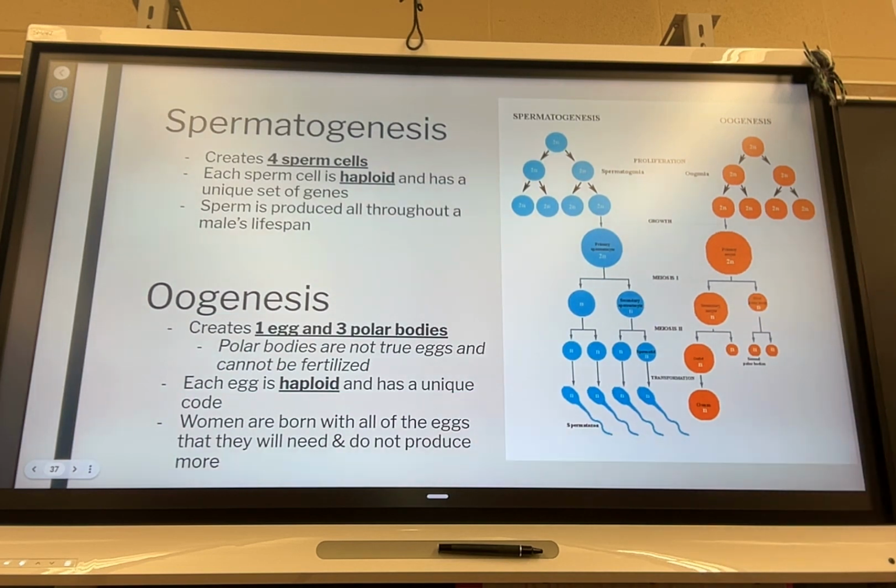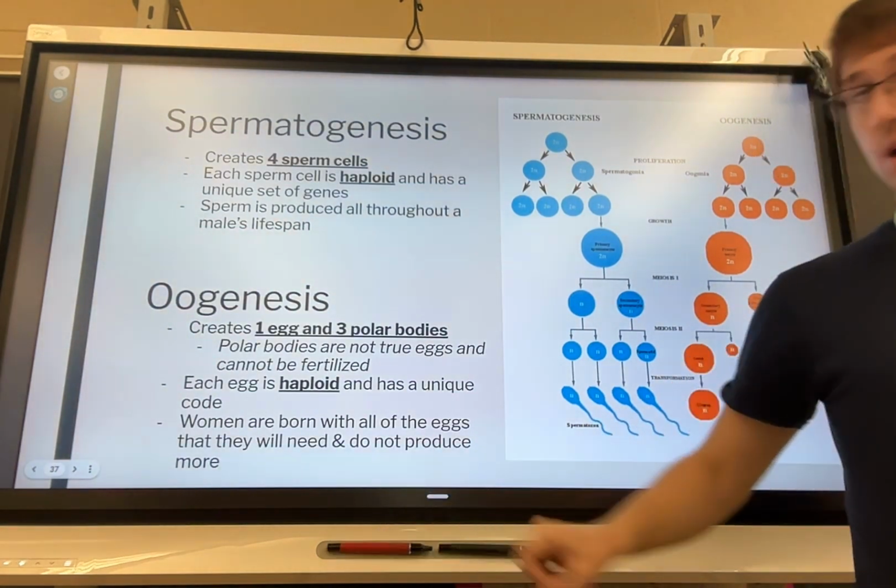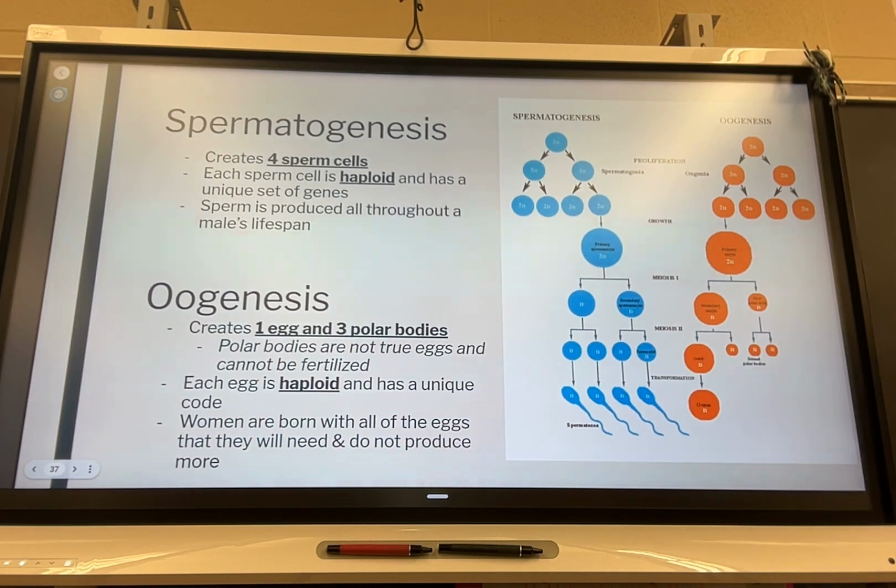Each egg, same as the sperm, is going to be haploid, and it's going to be unique in its genetic code. All of you ladies in the class were born with all of the eggs that you will ever have, and you will not make more. You develop them throughout, I forget how long it is, and then you stop producing them. So all that you will ever need is what you have right now.